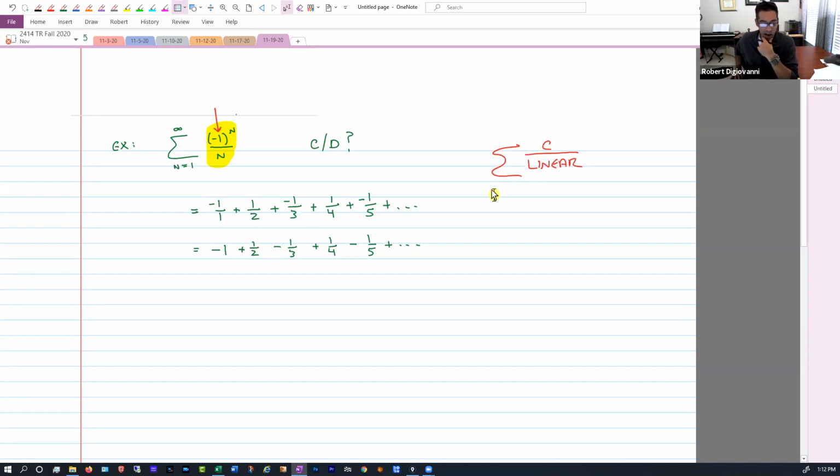It's not telescopic either. It may look like maybe some of this cancels, but nothing does, okay? Like we don't have this 1/2 cancels with something down here. That's not happening. Comparison test. Can we use a comparison test?